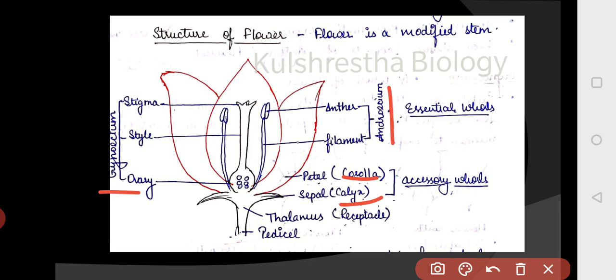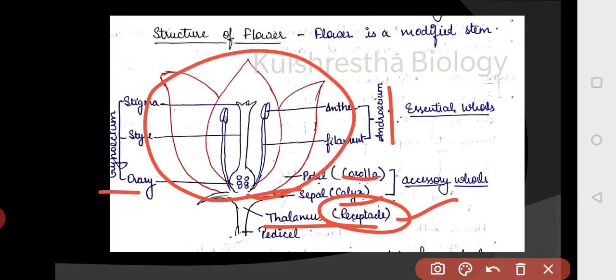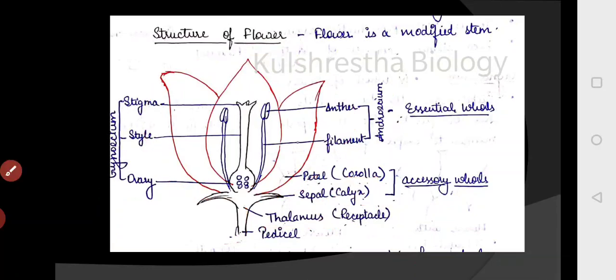Now what is the receptacle? It is also called thalamus. It is the part which supports all the floral appendages. And this is the pedicel. Pedicel is that part of the flower by which it is attached to the stem. Through this pedicel, the flower is attached to the stem. Hope it is clear. So what are the 4 whorls of the flower? Calyx, corolla, androecium and gynoecium.